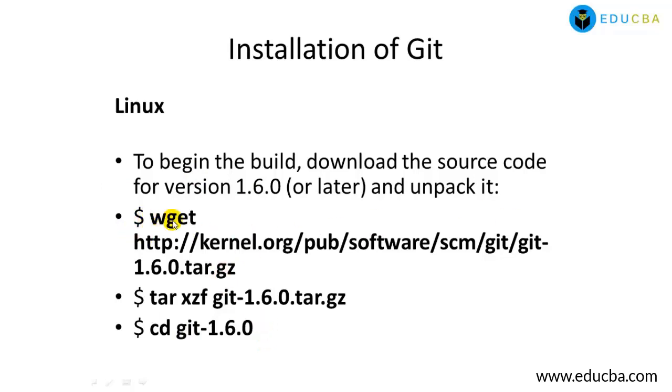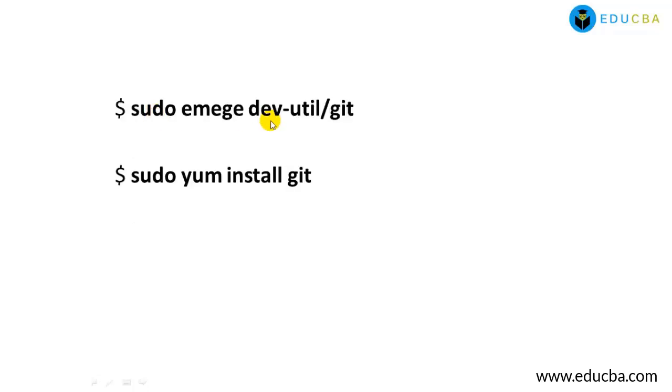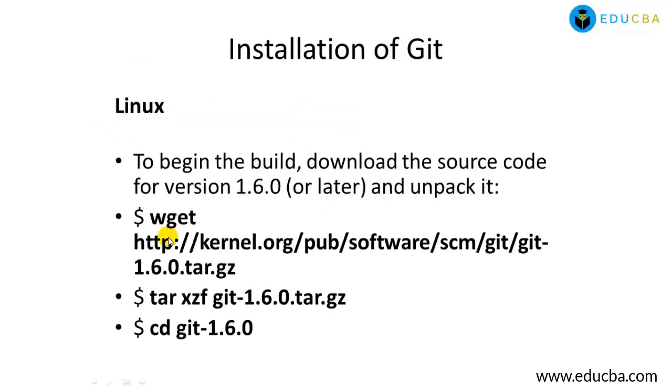And with wget, the command given here for Git is from the kernel.org pub software scm git, and this is the tar of Git. Then you need to extract that tar and give a path to that Git. Another way is using a command, which I'll show you in the next slide. This is my next slide. You need to say sudo emerge dev-util/git, and next sudo yum install git.